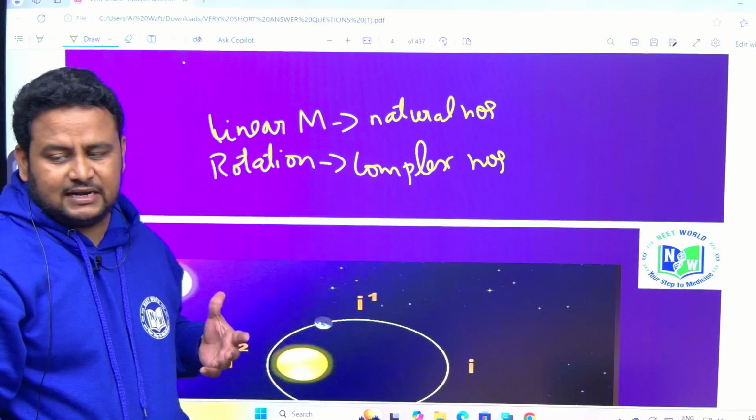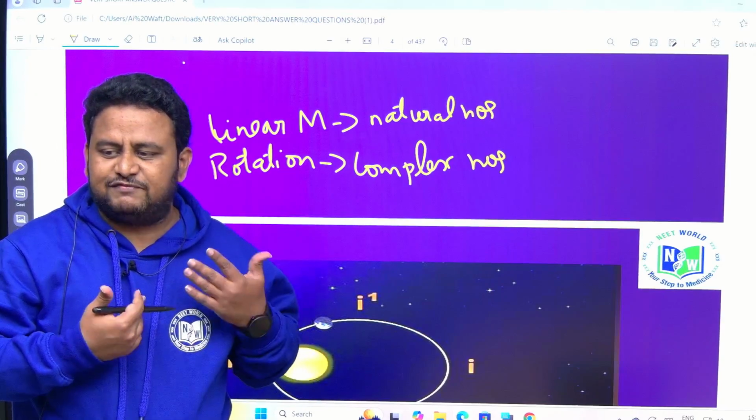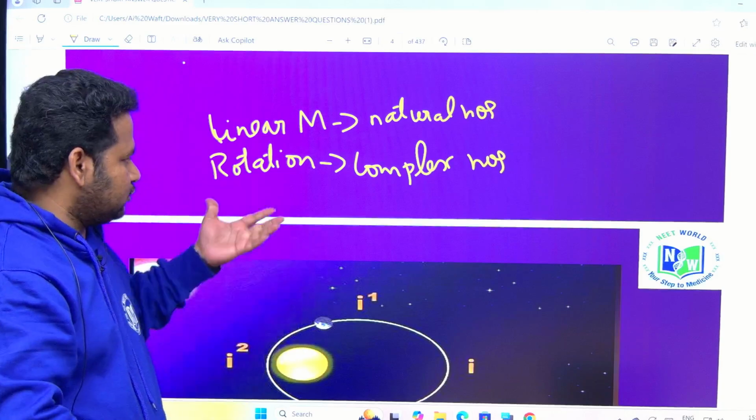Now, we will learn about the genesis of complex numbers. What do you mean by genesis? That is, why is the need for complex numbers? You will see different shapes.